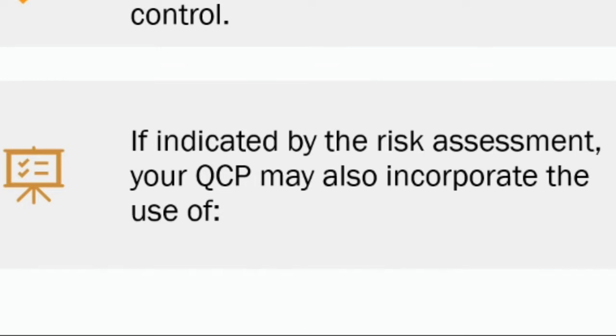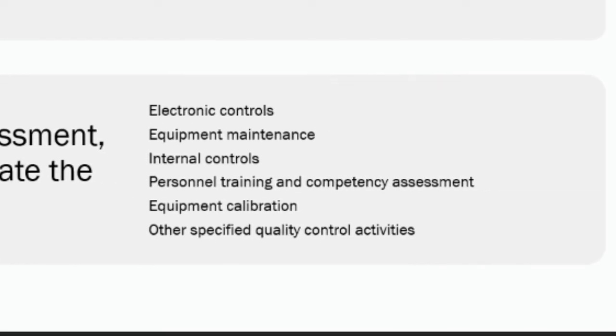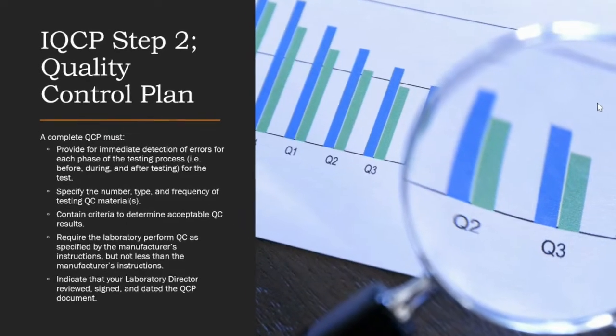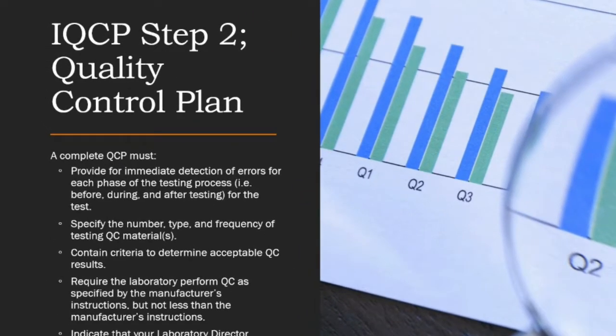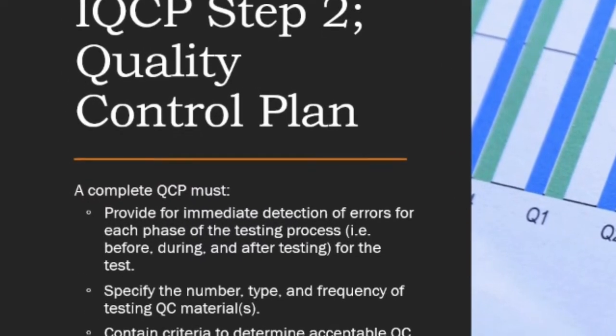If indicated by the risk assessment, your QC plan may also incorporate the use of electronic controls, equipment maintenance, internal controls, personnel training and competency assessment, equipment calibration, and any other specified quality control activities. A complete QC plan must provide for immediate detection of errors for each phase of the testing process for the test.